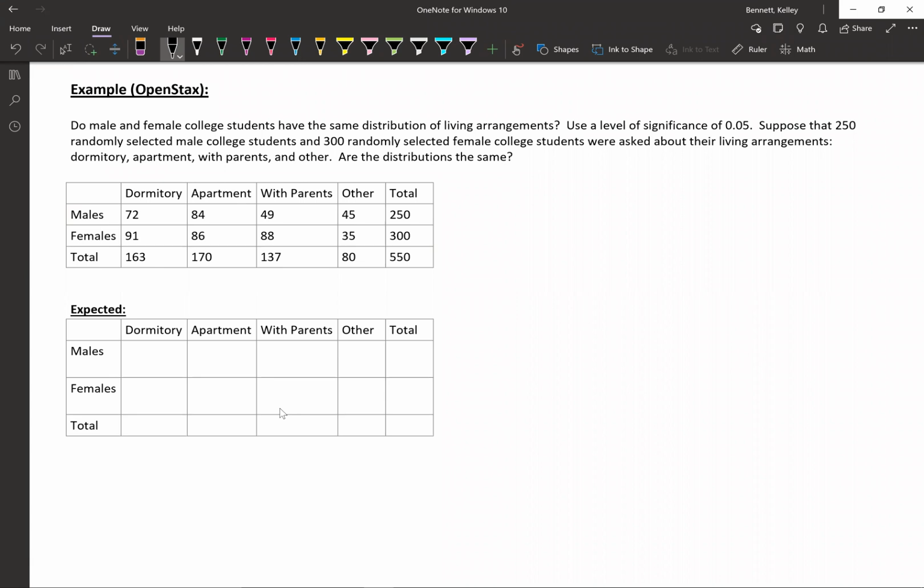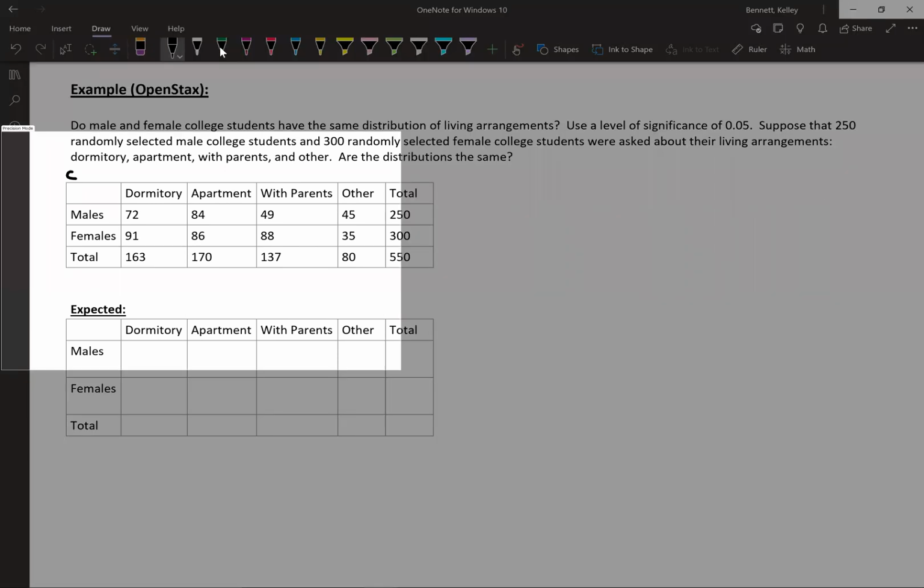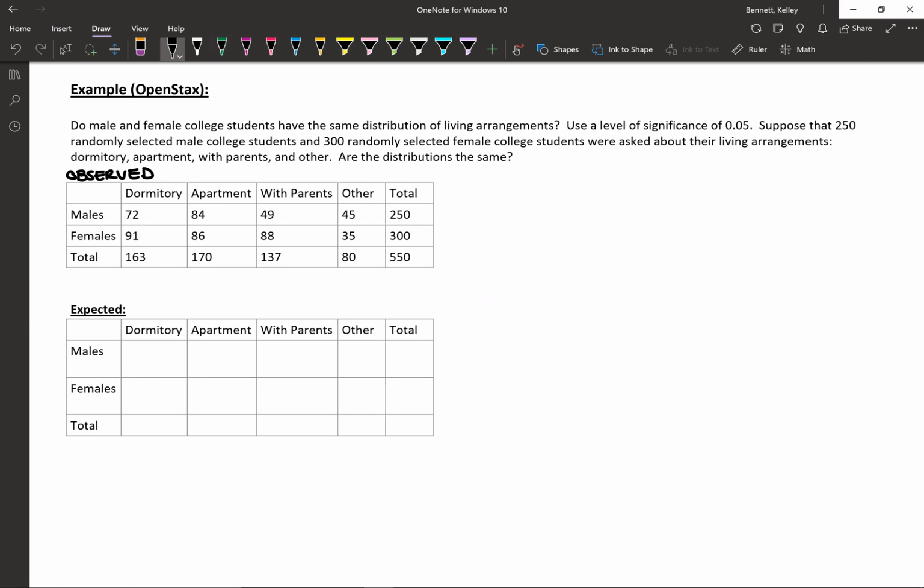So we want to test in this example whether male and female college students have the same distribution in their living arrangements. So here we're given our expected values, our observed values. And really this is just an observation. Really we're just testing to see if the observed values maintain the proportionality. So if we have 250 males and 300 females, we're going to expect to see a 5:6 ratio consistent across the categories. And the way that we're going to look at this is just throw it into Excel and see what comes out.